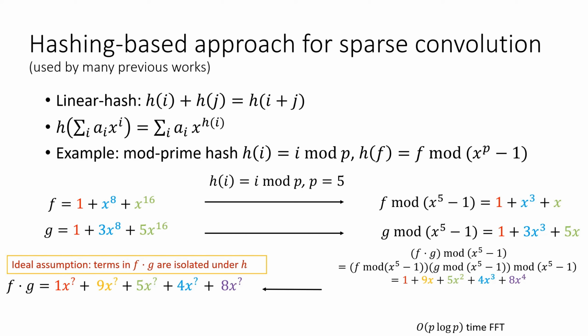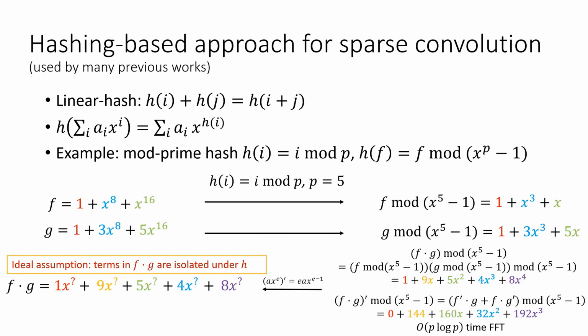Then, in order to recover the exponents, we can use this derivative trick. We can compute the derivative of f times g modulo x to the p minus 1 by expanding it using the product rule and then similarly using FFT. And then by comparing these two polynomials term by term and taking the ratio of the coefficients, we can recover the exponents.